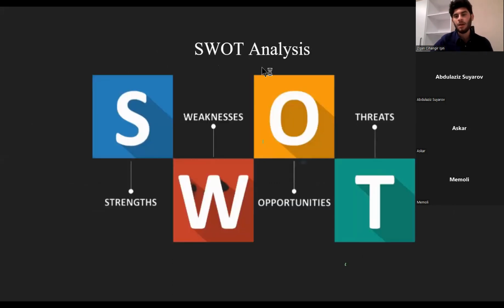Before we start going into the business model canvas, there's something that, in my opinion, needs to be completed first. It's called SWOT analysis, and SWOT analysis is the easiest and quickest way to see if your idea or your business or your project is going to basically need a business model canvas.